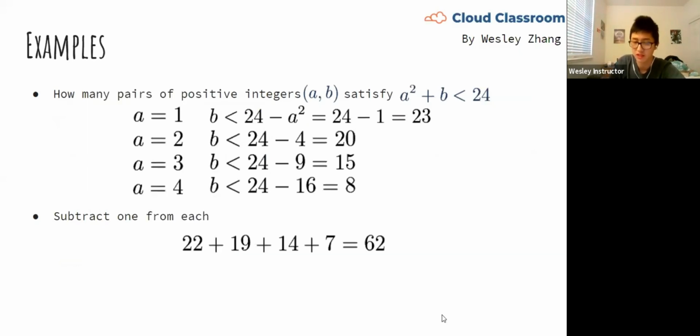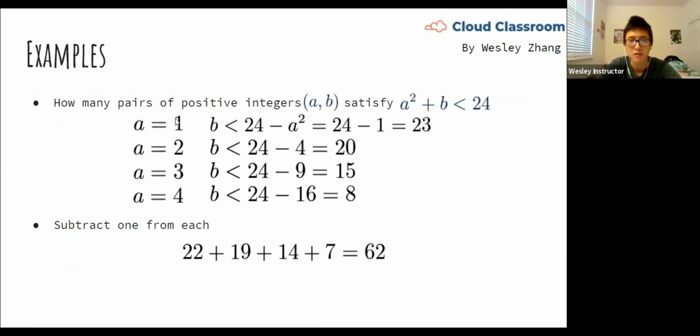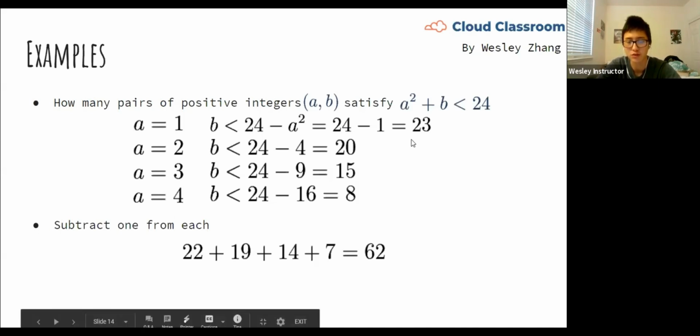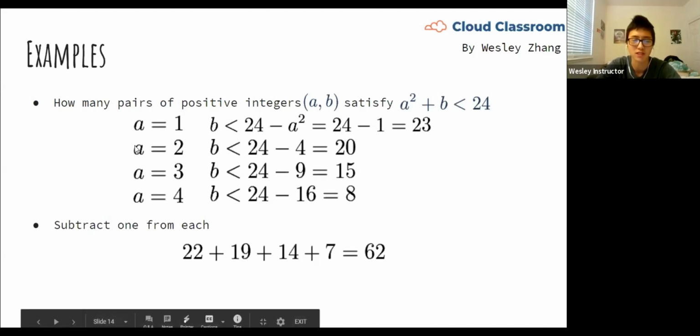How many pairs of positive integers a and b satisfy a squared plus b is less than 24? So let's try the possibilities if a equals 1, 2, 3, or 4. So let's say a equals 1. Well, b has to be less than 24 minus 1 equals 23. So that means there are 22. Anything less than 23, so 22. Same thing here. B has to be less than 20, so 19, less than 15, 14, less than 8, 7. These are all separate cases, so I add these up, and I get 62.